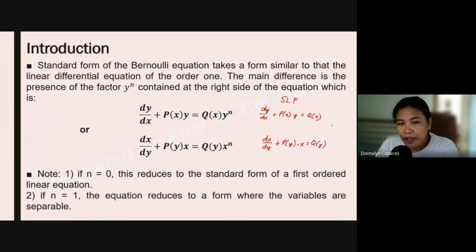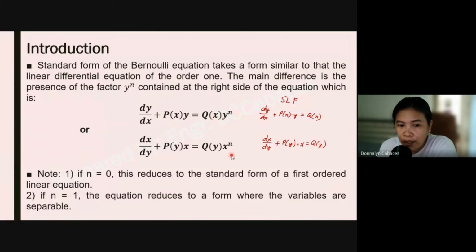Okay? Comparing it to our Bernoulli equations: if y is the dependent variable, derivative of y with respect to x plus p as a function of x times y is equal to q as a function of x times y to the n. And when x is the dependent variable, there is x to the n on the right side of the equation. So the main difference between Bernoulli and SLF is the factor y to the n on the right side of the equation if y is the dependent variable, or x to the n if x is the dependent variable.